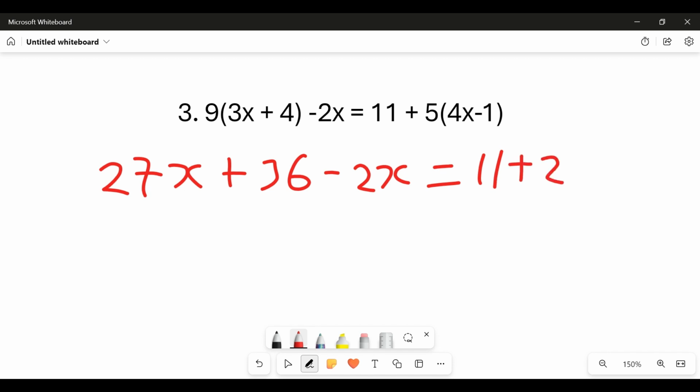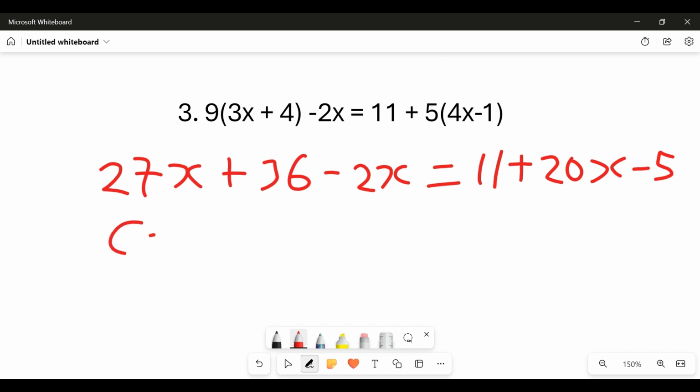That's 20x. 5 times minus 1, that's minus 5. Now that we have this, it already looks like the first thing we did, like the first two questions. So from here, we are not wasting much time. You just collect the like terms, so you just treat it as once and for all.